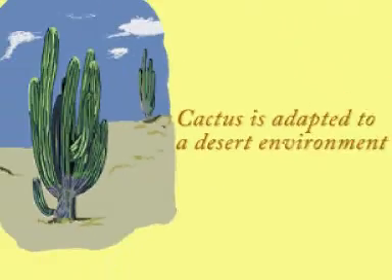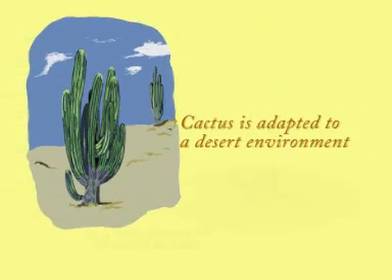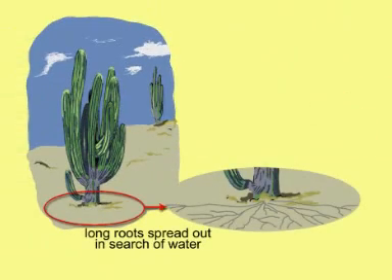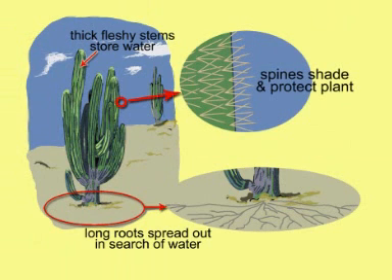For example, cactus grows well in the desert. It has long roots that spread out in search of water, thick fleshy stems to store it, and spines that shade the plant and protect it from browsing animals.